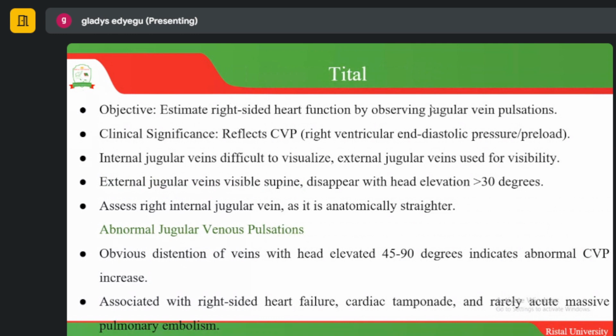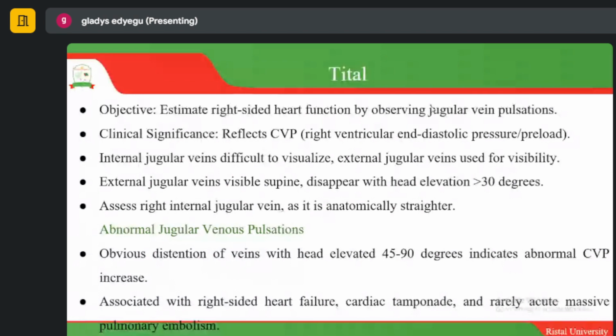So when you look at this patient, when you're getting the objective data, you can see the jugular vein is pulsating. That is one of the signs that can tell you. It relates to the right ventricular systolic pressure or the preload. That is the CVP.